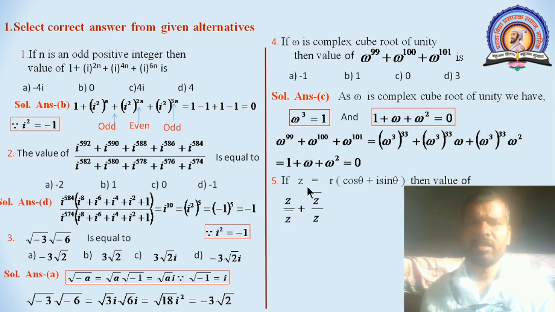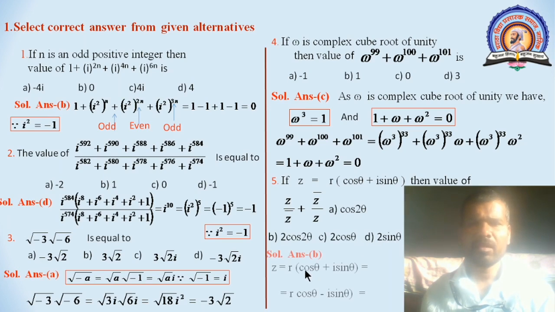Now, if Z is equal to R(cos theta plus i sin theta), then the value of Z upon Z bar plus Z bar upon Z is equal to: first option is cos 2 theta, second is 2 cos 2 theta, third is 2 cos theta, and fourth is 2 sin theta. The correct option is B, 2 cos 2 theta.